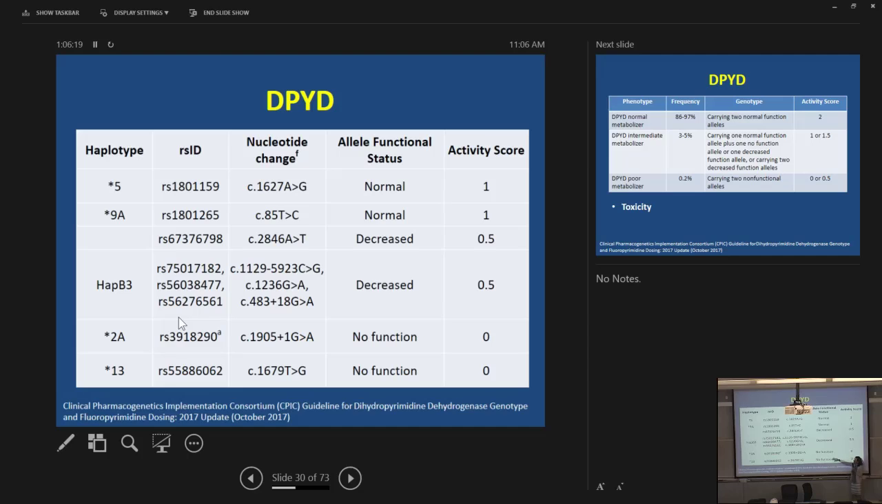And then we have our no function alleles here, which are star 2A and star 13. They're going to get a 0 function. Those are the ones that have the most data. Now there's still star 3A, star 3C. I just didn't include them here because they don't have as much data on them, but they still do exist.